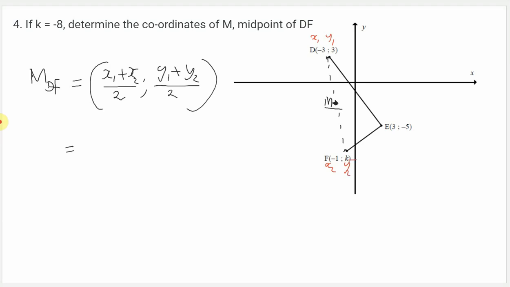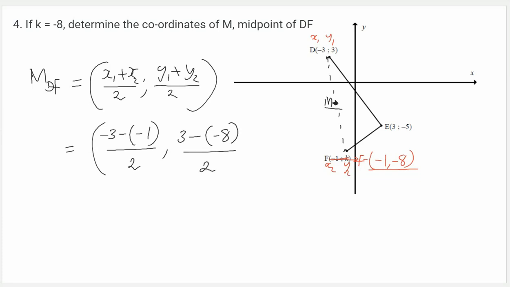And now that I know the value of k, it means that here my new point will be -1 is to -8, which is f. So I can just write this properly. Now, substituting in the formula, I'm going to have x1 is -3 and x2 is -1 over 2, and y1 is, it's actually 3, and then y2 is -8, all divided by 2.